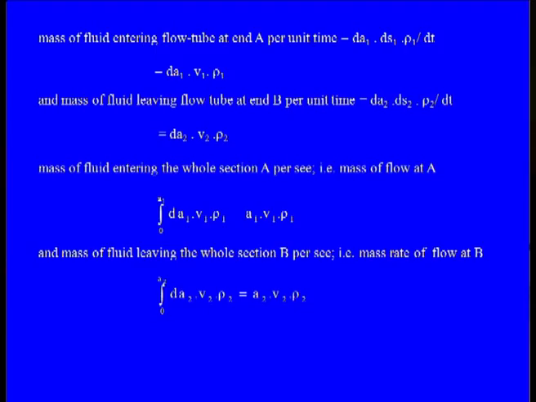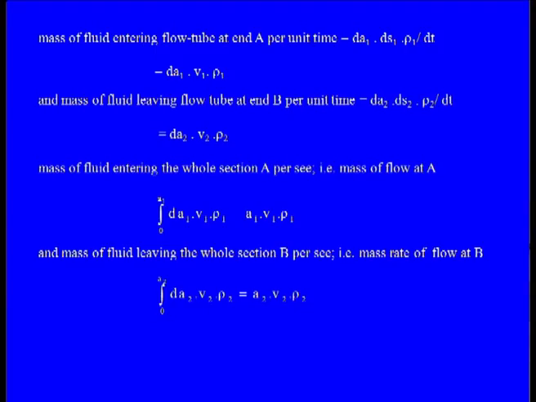So, now let me calculate in total the mass of fluid entering the whole section A. So, the mass of the fluid entering the whole section A per second, that is mass of flow at A, you just integrate it over dA1. So, what you will get? Integral 0 to A1 dA1 V1 times rho 1. So, if you integrate 0 to A1 dA1, you will get A1. So, result is A1 times V1 times rho 1.